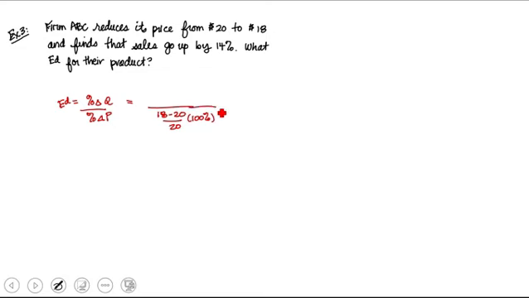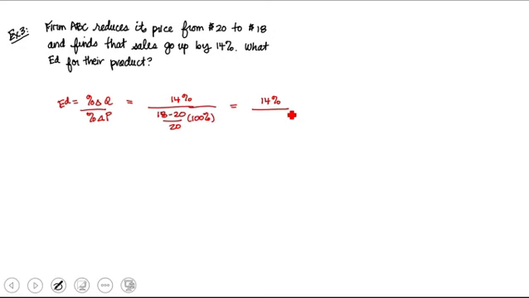All right. And sales go up by 14%. So what goes on top? 14%. Okay. Can I drop anything? Can I cancel anything? Technically, I can drop the percent signs, but I'm going to hang on to them for just a minute. So I've got 14% over, when I calculate the denominator, what do I get?